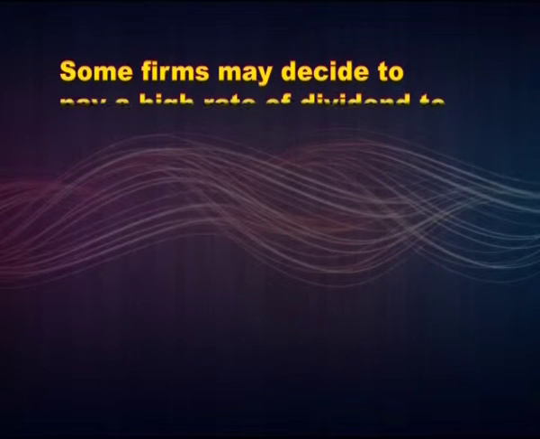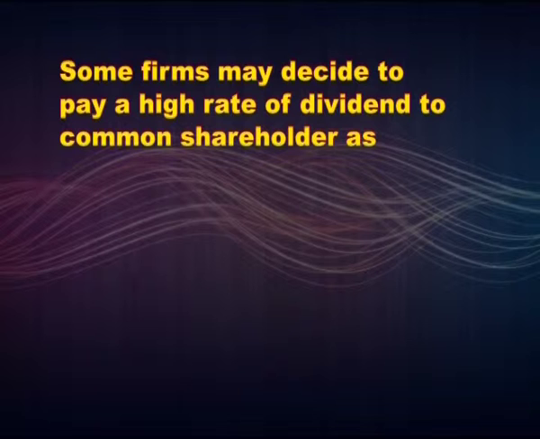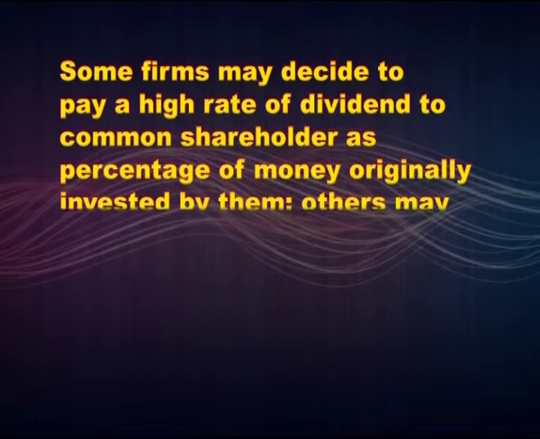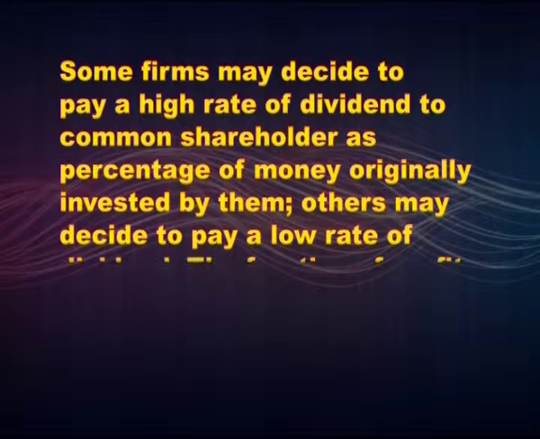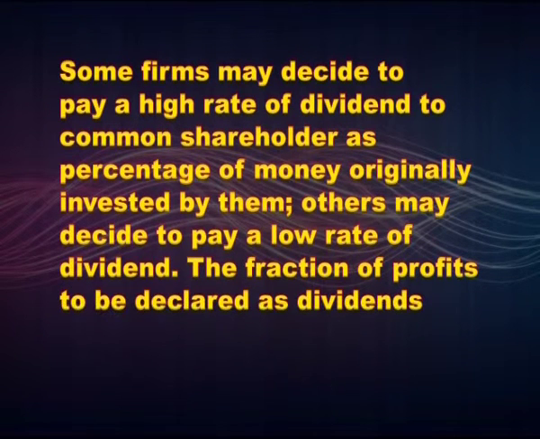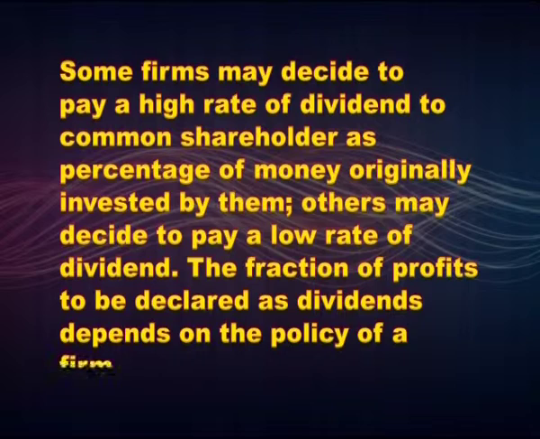In case a firm makes profits, it decides whether to pay dividends or retain them for reinvestment. Some firms may decide to pay a high rate of dividend to common shareholders as a percentage of money originally invested by them. Others may decide to pay a low rate of dividend. The fraction of profits to be declared as dividends depends on the policy of a firm. Funds raised through issue of shares are called equity capital. The cost of equity capital is the minimum rate of return that is required by the investors to buy the shares, the equity, of the firm.